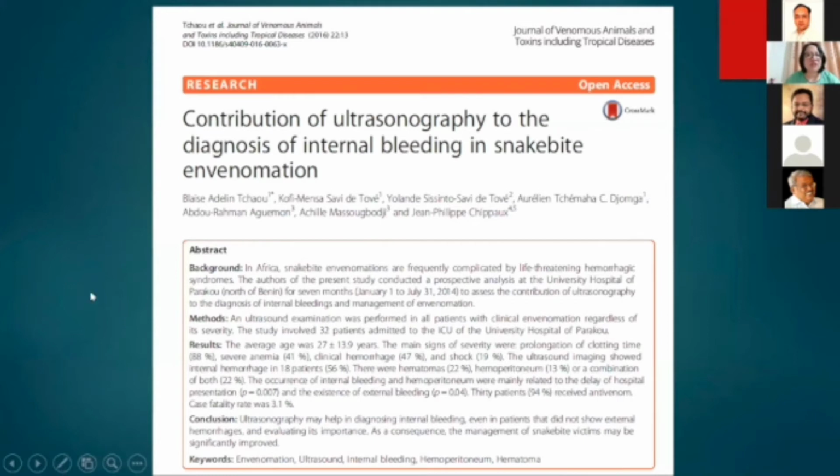So this is actually a research article that describes the contribution of ultrasonography to the diagnosis of internal bleeding in snakebite envenomation. They have mentioned ultrasound imaging showing internal hemorrhages like hematomas or hemoperitoneum, or a combination of both, diagnosed by ultrasonography in case of snakebite envenomation.